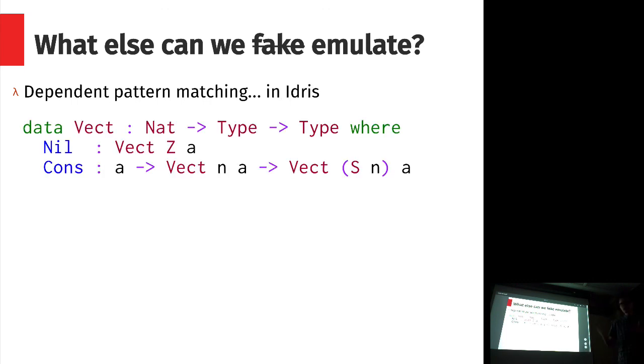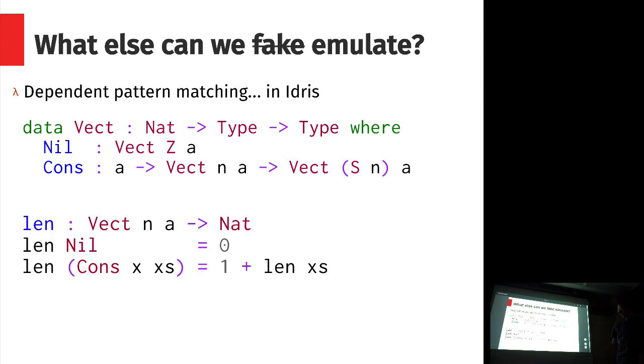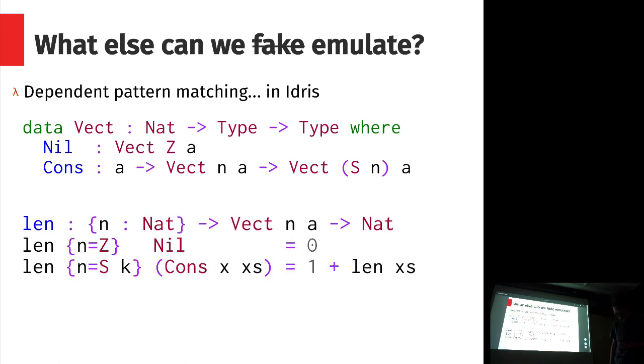So I had to include length-indexed vectors somewhere in this talk, so here it is. You either have nil, which has length 0 or z, or cons, which takes some vector and adds s to the length. So that's pretty straightforward to define. And here's an example of a length function on vectors, but this doesn't actually show off dependent pattern matching so much. If we want to do that, we can use this alternative definition instead.